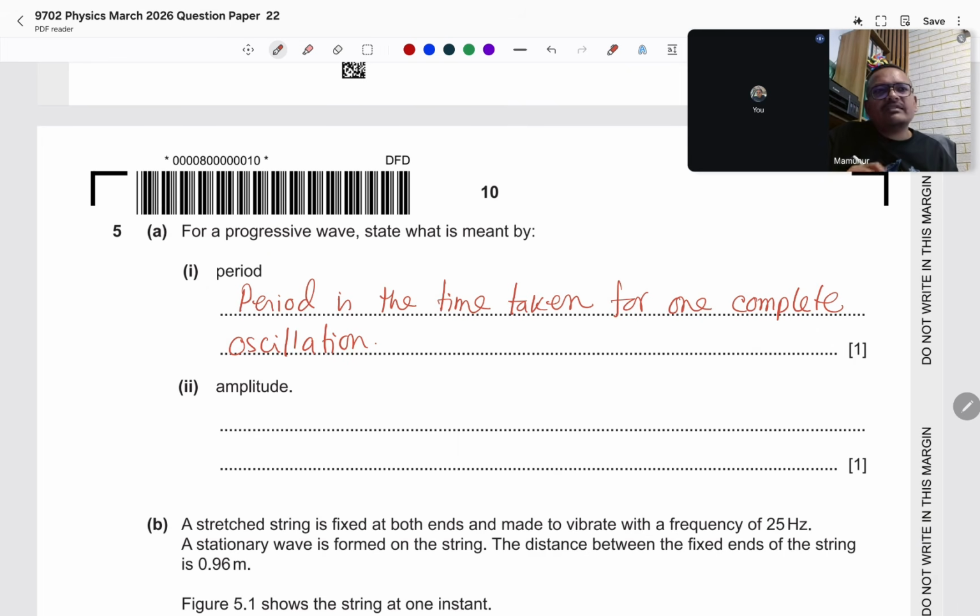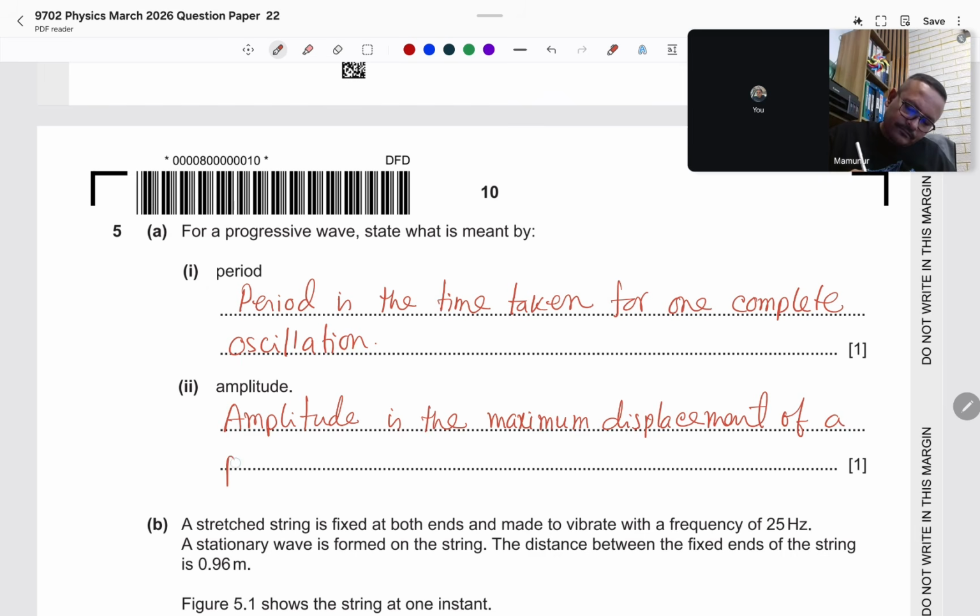Amplitude, we know that amplitude is the maximum displacement from rest position. We can write here: amplitude is the maximum displacement of a particle from its rest position.